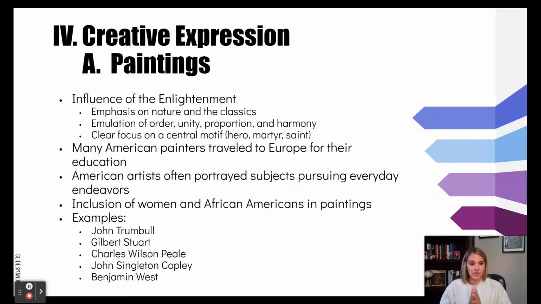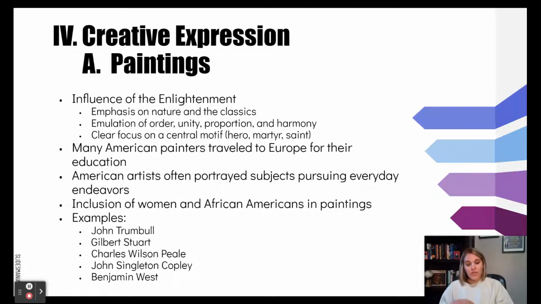Typically, portraits are going to be a really common type of painting at this time. And one continuity that we see is that many American painters are still traveling to Europe for their education. And so they're going to be trained in European styles of painting. And so there still is a strong connection in paintings between Europe and America.